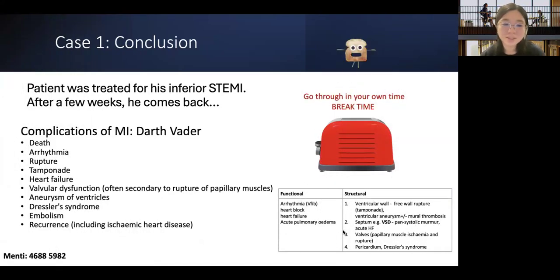So this is a lot right now. We're basically done. I just wanted to mention it's worth studying the complications of an MI. There's a mnemonic to help you, but I also found it easier to remember based on whether it's a functional or structural problem. So I just think, which part of the heart is being affected? If it's the ventricular wall and blood is leaking out of it and causing a tamponade, that's probably a free wall rupture, that kind of thing. So you can go through this on your own.